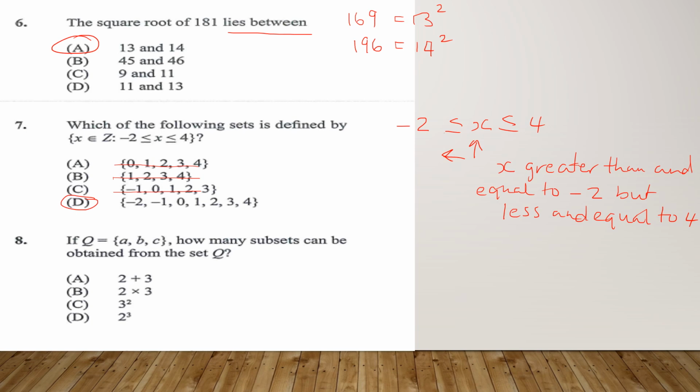Number 8, if Q is equal to ABC, how many subsets can be obtained from the set Q? So the formula is number of subsets is equal to 2 to the n, and n means the number of elements in the set. So here we have 1, 2, 3. So it will be 2 to the 3rd power, which is 8. So the answer is D.